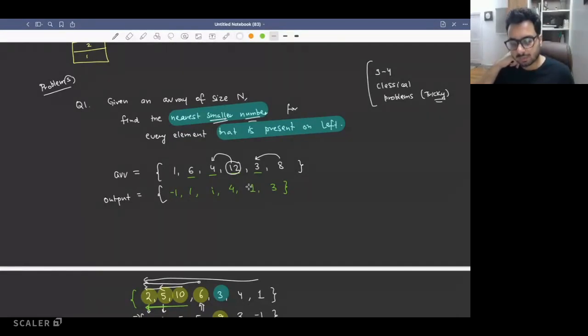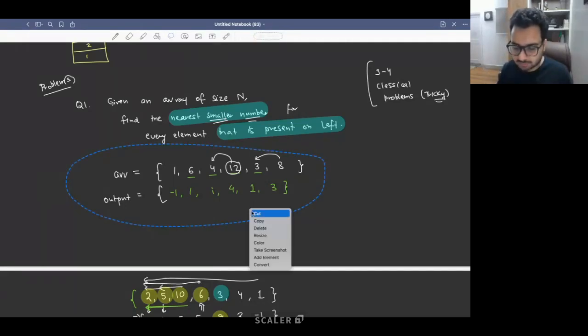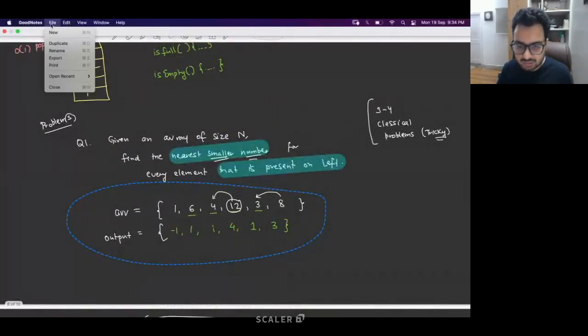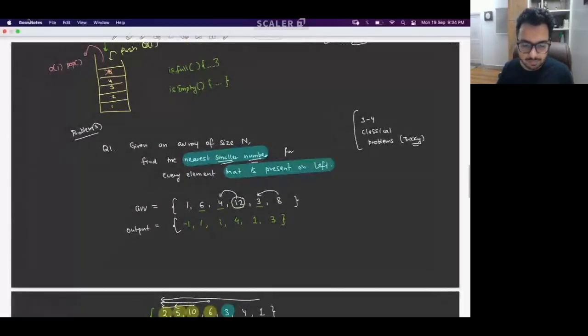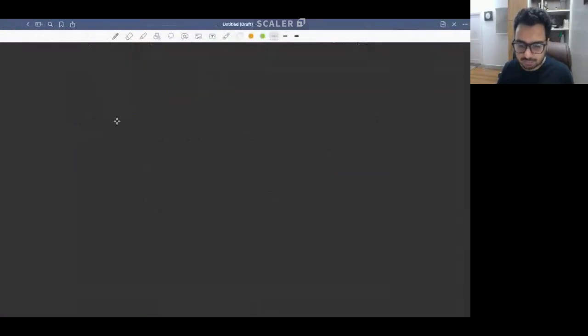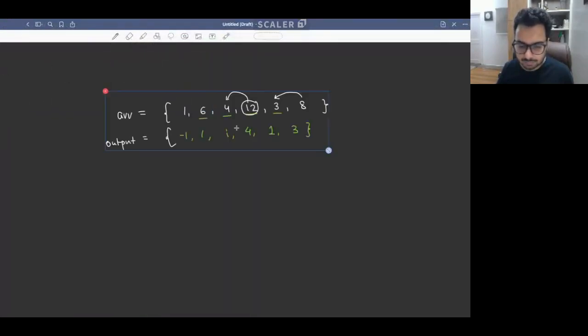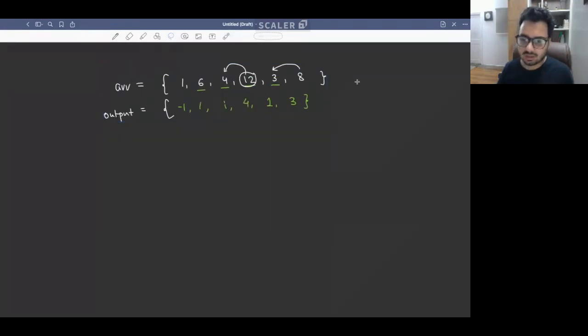So the main problem that we solved in the last class was: given an array of size n, find the nearest smaller number for every element that is present in there. I'll just copy this for today's class as well, and for that we built one algorithm. Does everyone remember this problem? We solved such a question, right? I'll just continue from where we left.